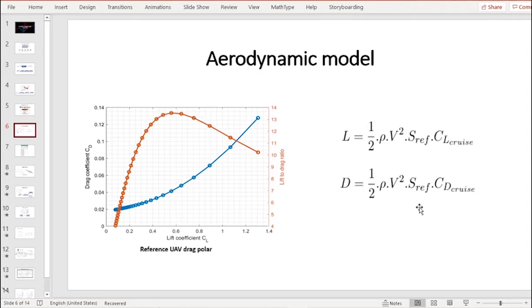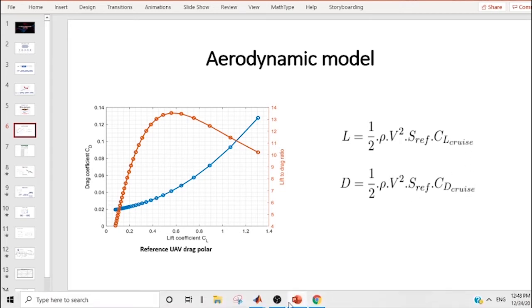Then on the right hand side, we have our lift and drag equations. The lift and drag produced is a function of the air density, which is denoted by rho, the square of the airspeed denoted by V, the reference surface area, and the coefficients at the particular cruise phase.